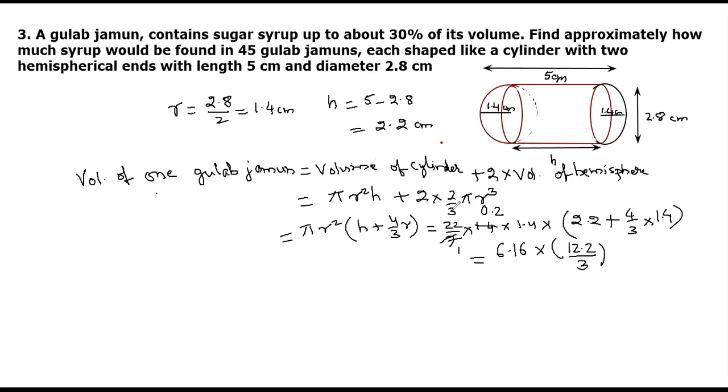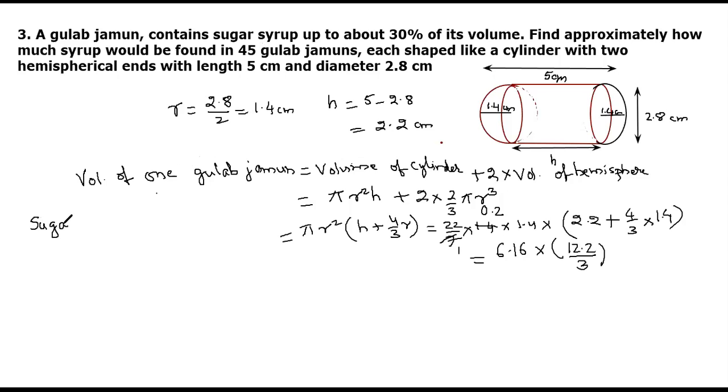Just leave it here because you have to find the 30% other calculation. Maybe this calculation will help there. Now we have to find first the volume of 45. So multiply by 45, and 30% of that is the sugar syrup. You have to find the sugar syrup. Find the approximate how much sugar syrup. So if I write directly, we can say that here directly, because we will multiply with the 45.